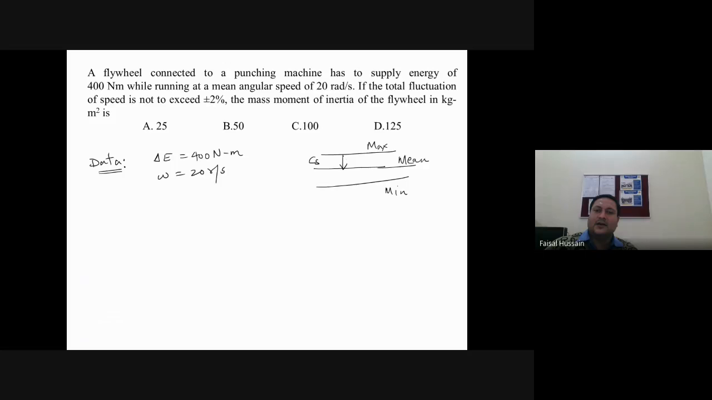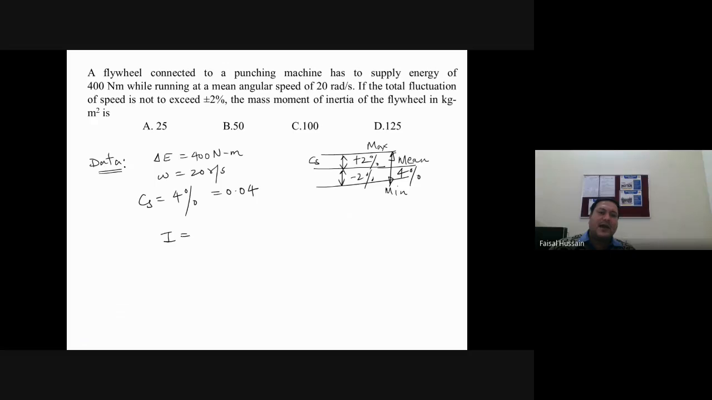CS. So here plus 2% and here minus 2% fluctuation. So total fluctuation will be how much? Total fluctuation will be: above the mean it goes +2, below the mean it goes 2%. Minus sign only means below the mean line, plus sign means above the mean line. So total is 4%. So here your CS will be total 4%. That is 0.04.